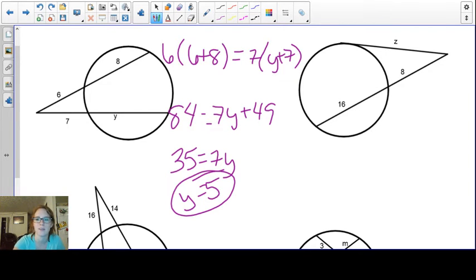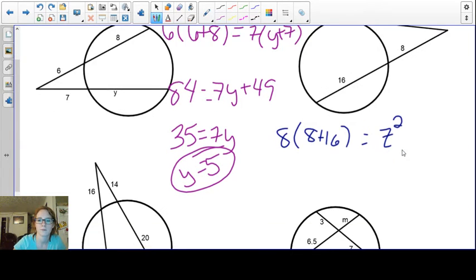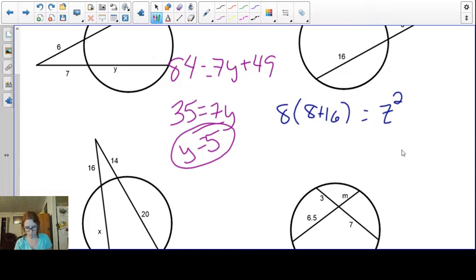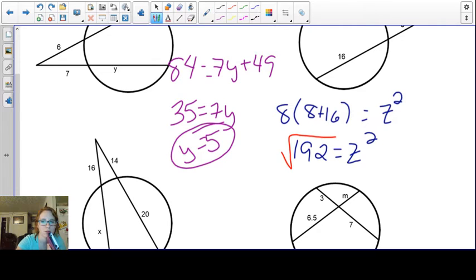Next, I have a secant with a tangent. So I have the outside times the whole, which is equal to the tangent squared. So I get 8 plus 16, which gives me 24, times 8, which is 192. That's equal to z squared. So to undo something squared, I want to square root it. So z is equal to 13.9.